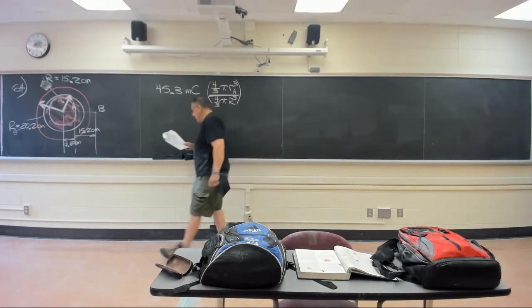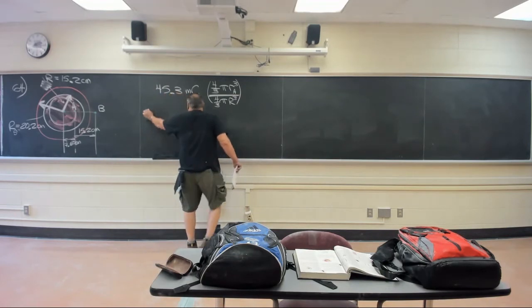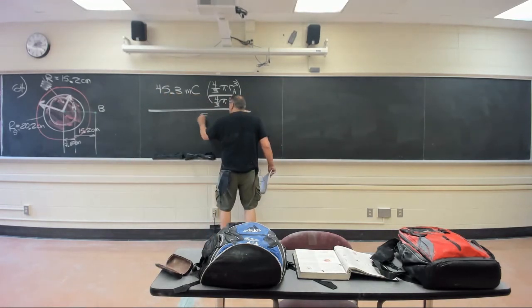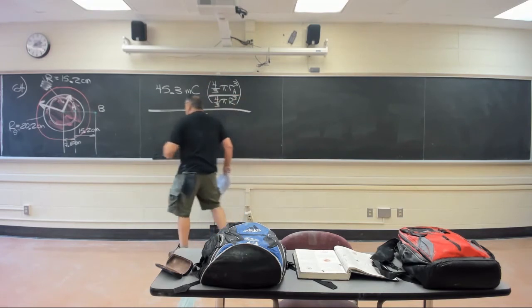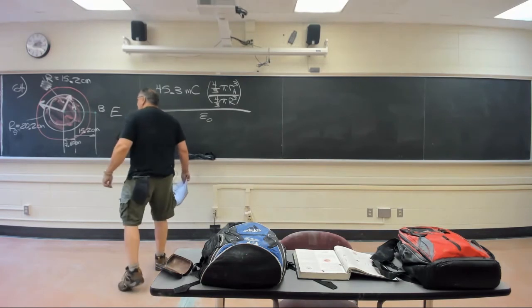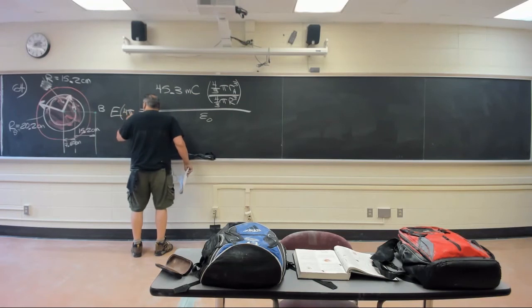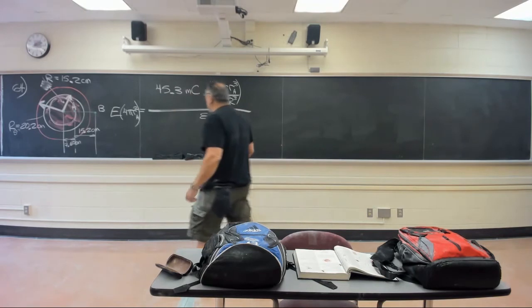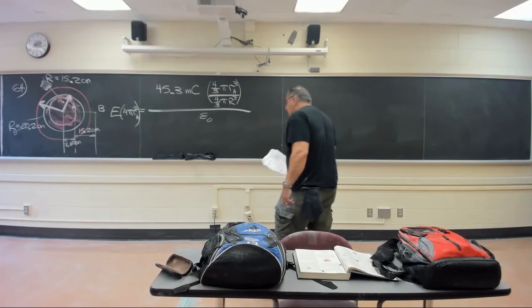And what else are we going to say? Well, that's the total charge over epsilon naught. That's Q inside over epsilon naught, which is equal to E distributed over the surface area, 4 pi R_A squared. Yeah, definitely true.